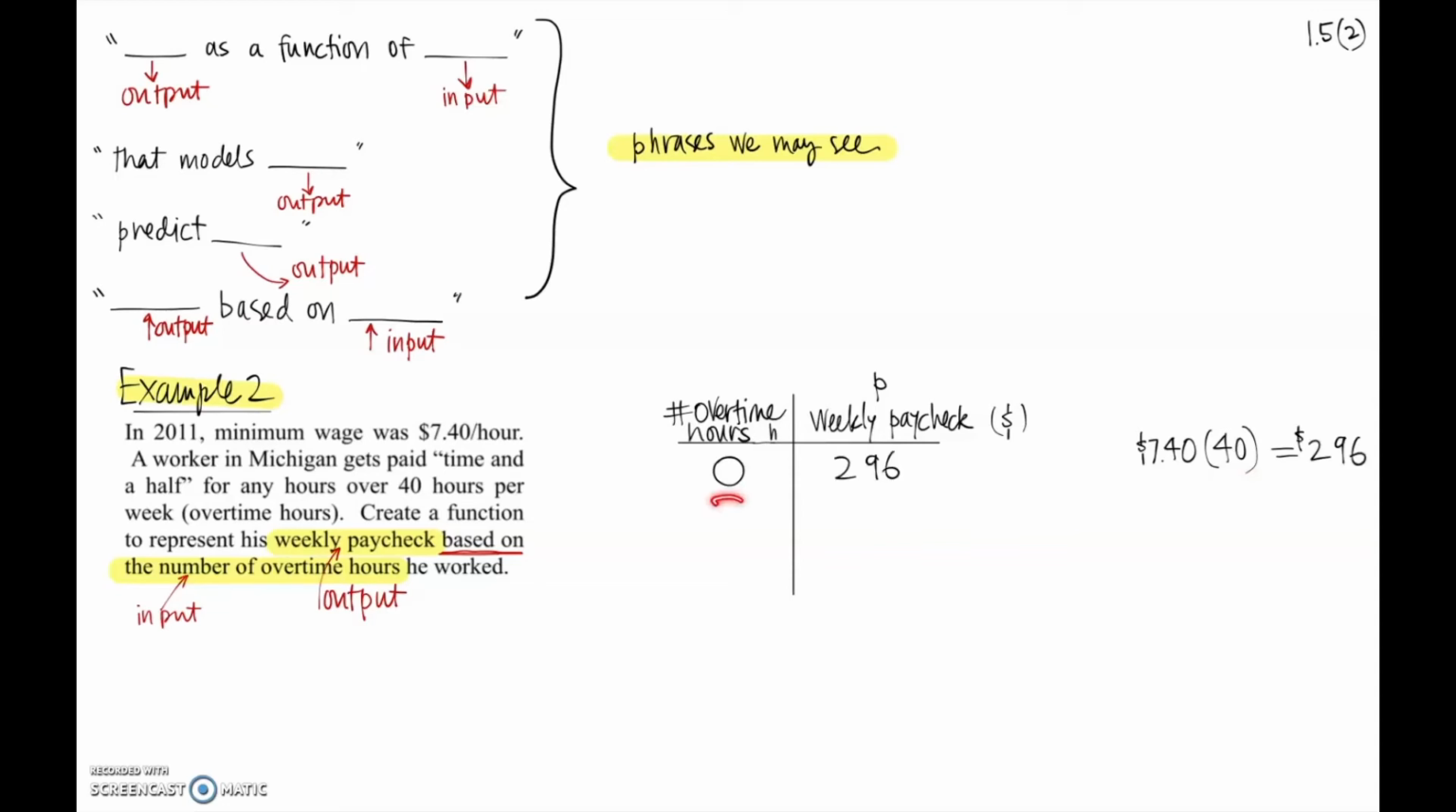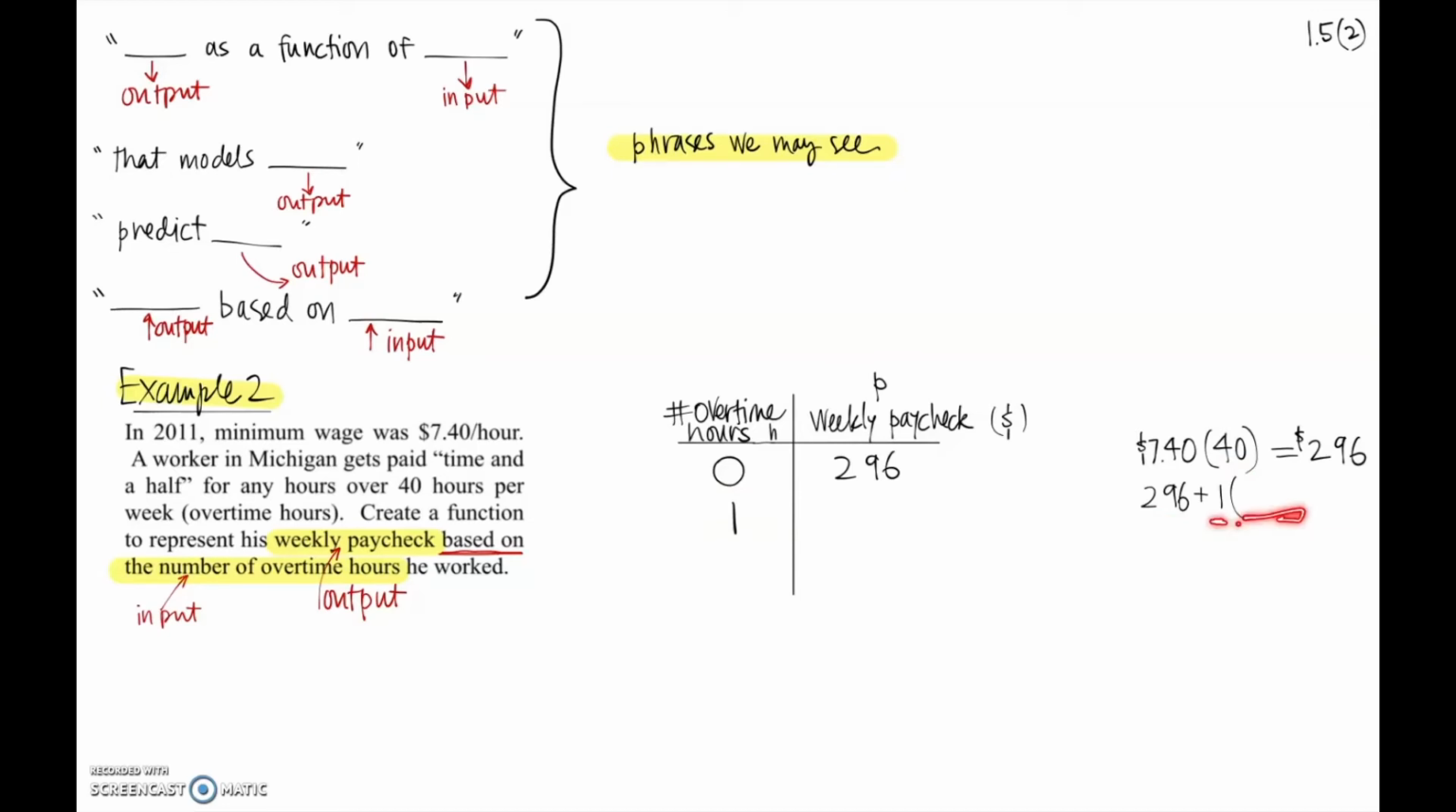So he worked 0 overtime hours, he gets $296. What if he worked 1 overtime hour? That wouldn't be too hard to calculate. So if he works just 1 overtime hour, he's going to get his regular paycheck, just the $296 for his 40 regular hours, plus he's going to get 1 times time and a half.